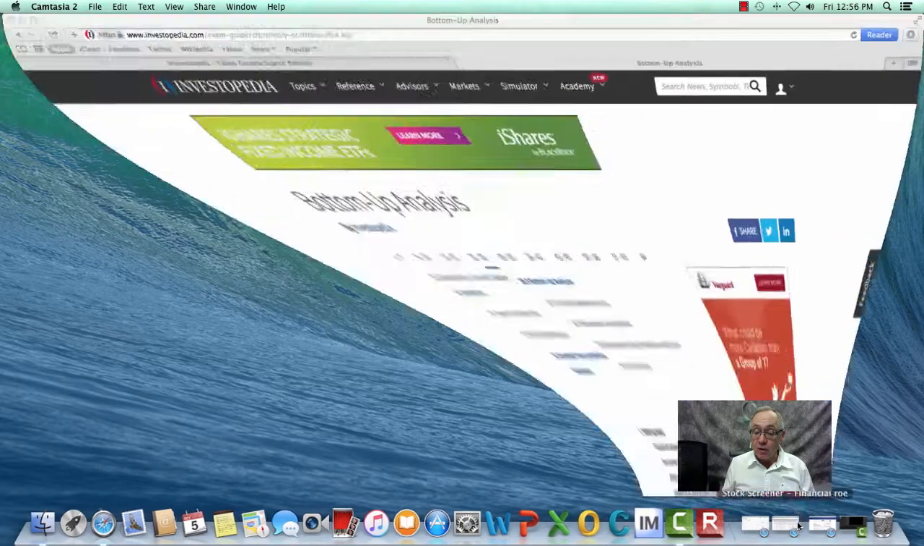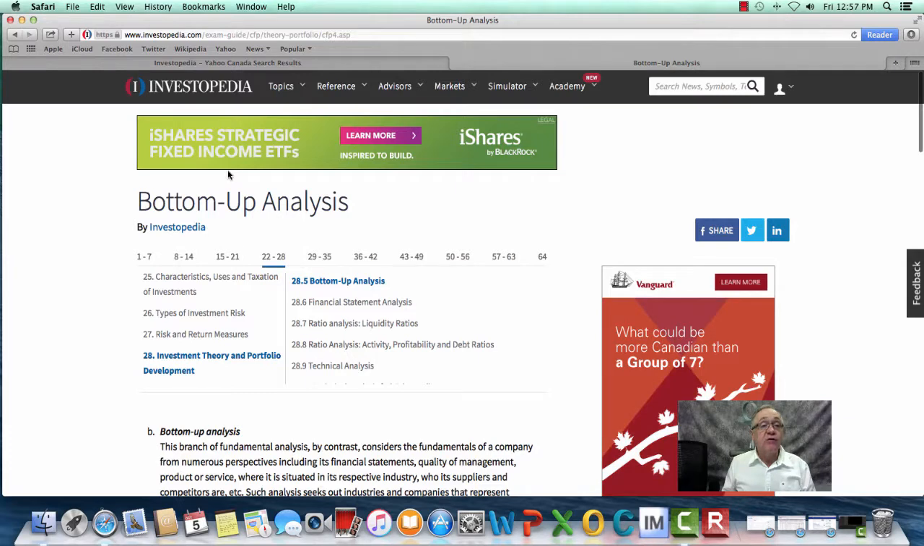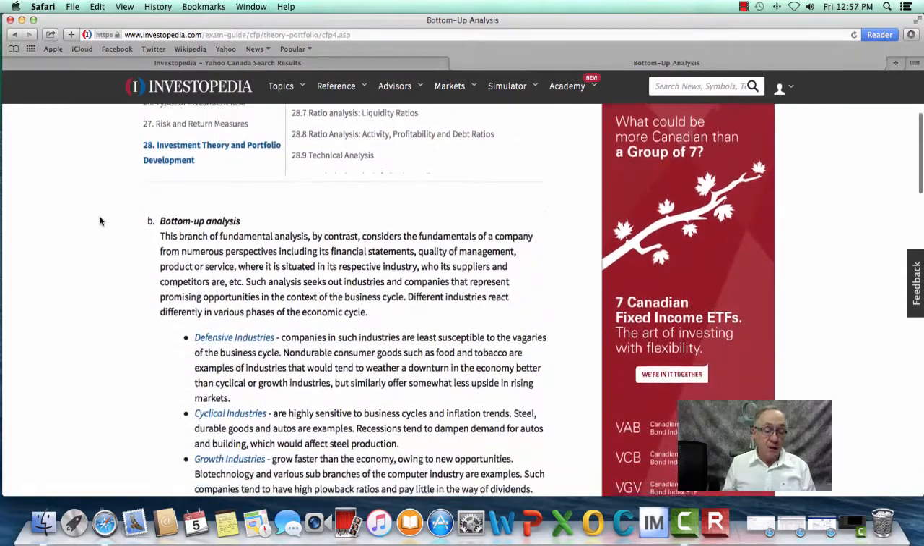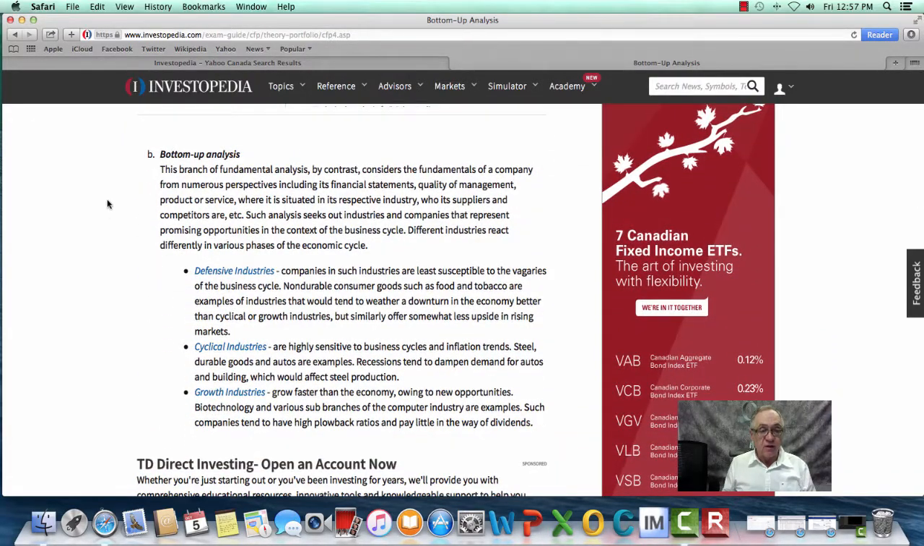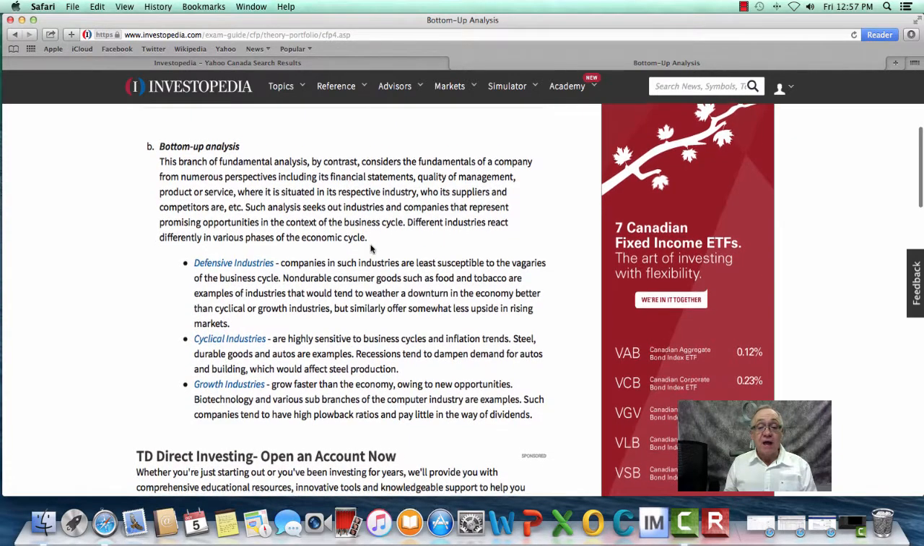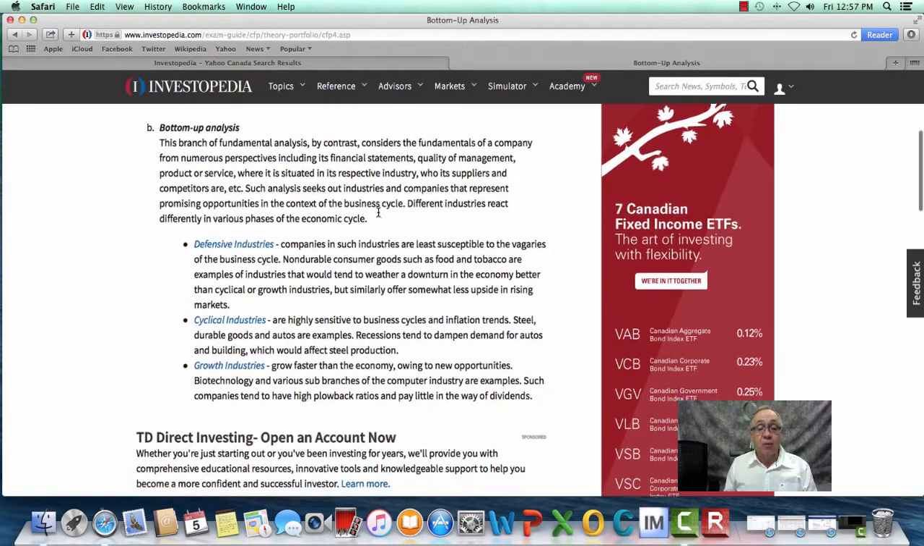this tape is on bottom-up analysis, and I'll direct you to, if you see on the screen now, Investopedia.com, which is an interesting source for definitions, analysis, information that is background for security analysis. So our screen right now talks about how bottom-up analysis starts with the fundamentals of the company, from its financial statements, quality of management, service, etc. And it looks for companies that are promising.